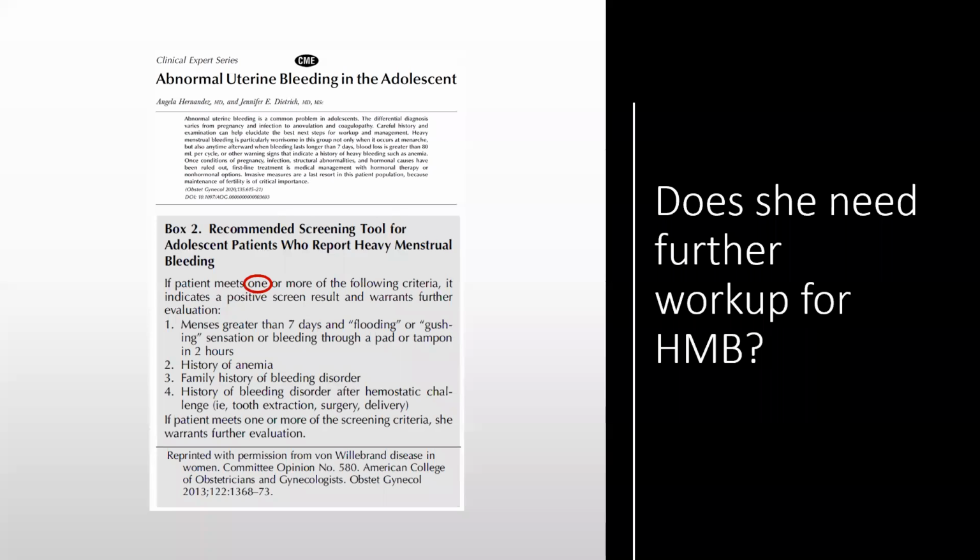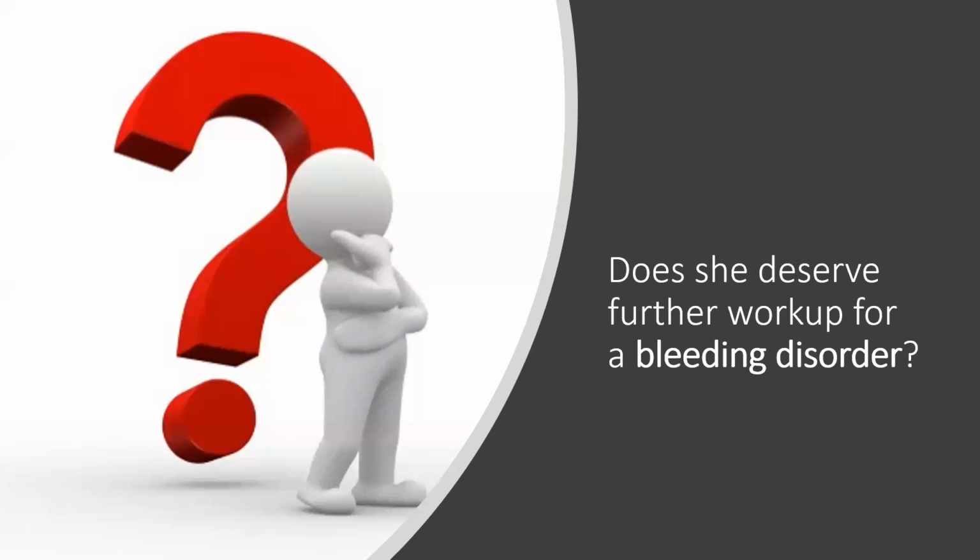So the question is, does she need a further workup for her heavy menstrual bleeding? Now, the American Obs and Gynae has a screening kind of tool to decide who needs a further workup. And the criteria is that, first of all, on history, as we asked, there has to be a history of heavy menstrual bleeding, specific questions answered, a history of anemia, if the patient has a family history of a bleeding disorder, or a history of hemostatic challenge with bleeding. And as you will see, the threshold is rather low. You only need to meet one of the criteria.